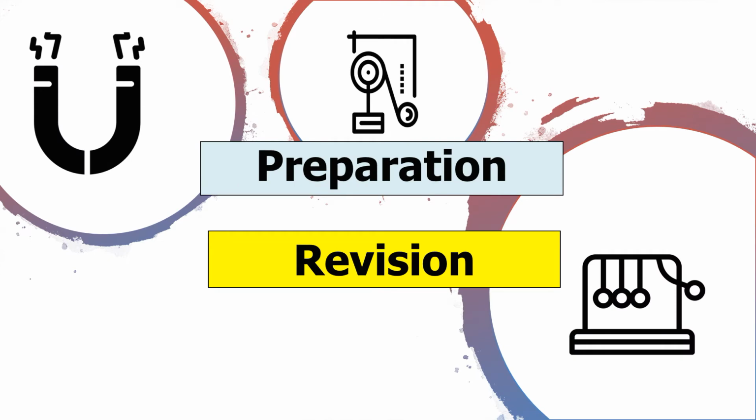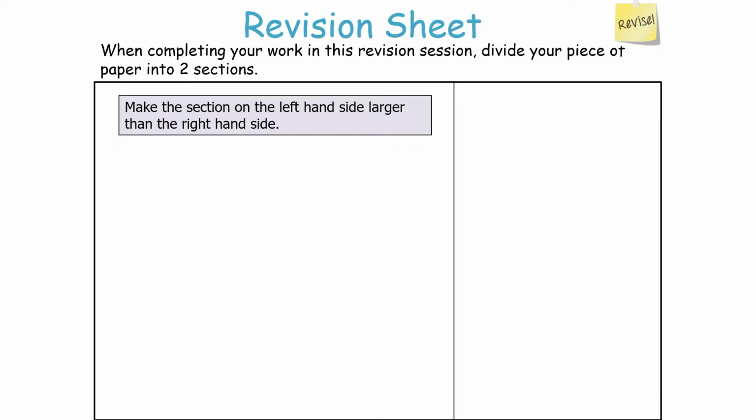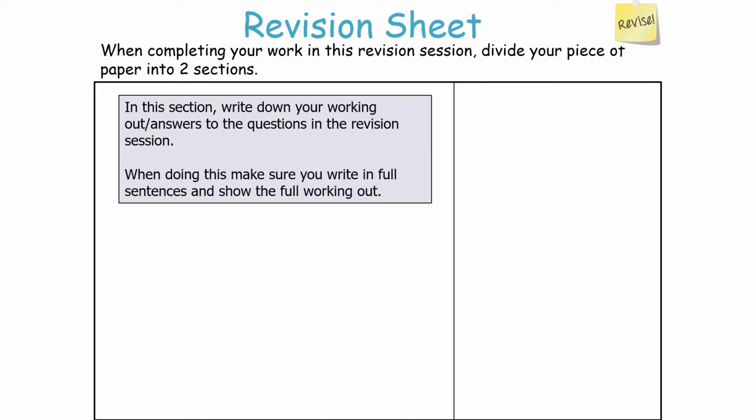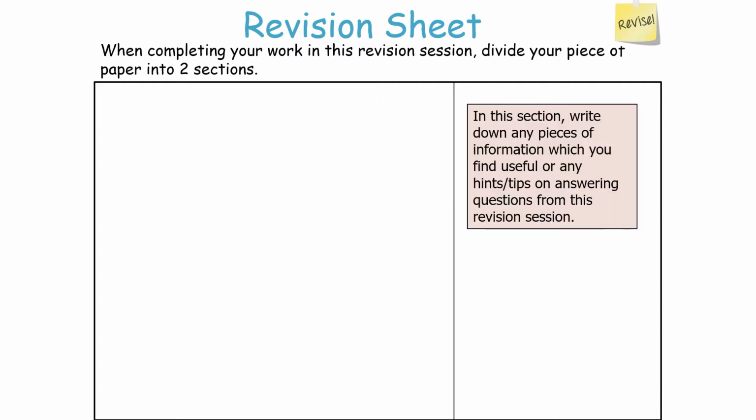So how should you carry out this revision session? Well, when completing your work in this revision session, divide your piece of paper into two sections. Make the section on the left hand side larger than the right hand side, and in this left hand side section write down your working out and answers to the questions in the revision session. When you do this, make sure you write your answers in full sentences and show the full working out. Whilst in the right hand side section, write down any pieces of information which you find useful or any hints and tips on answering questions from this revision session.